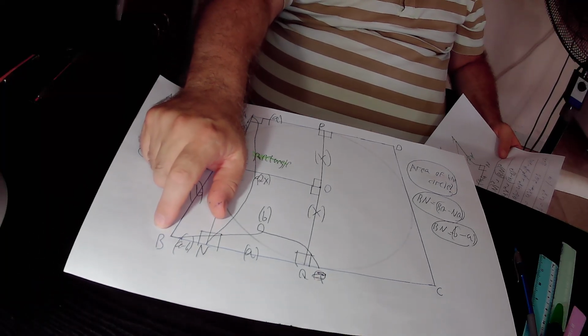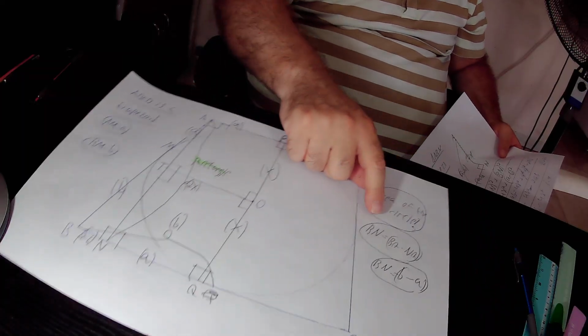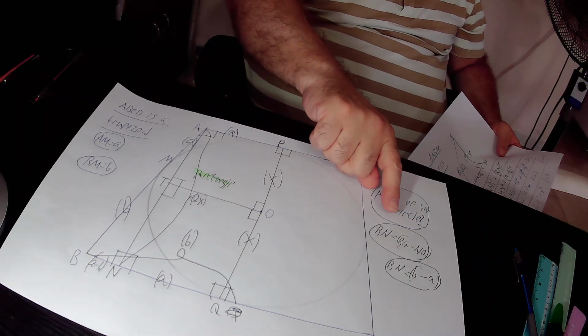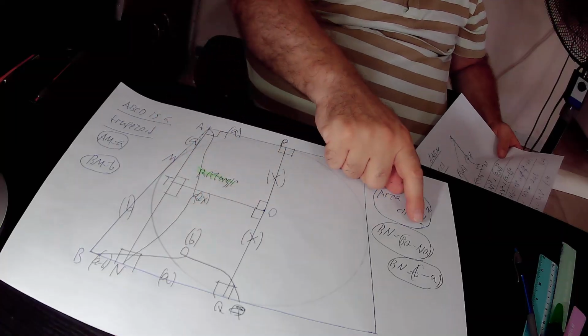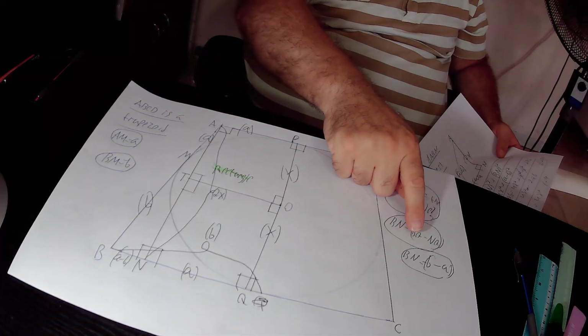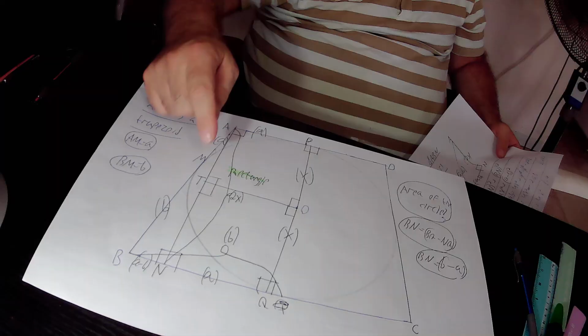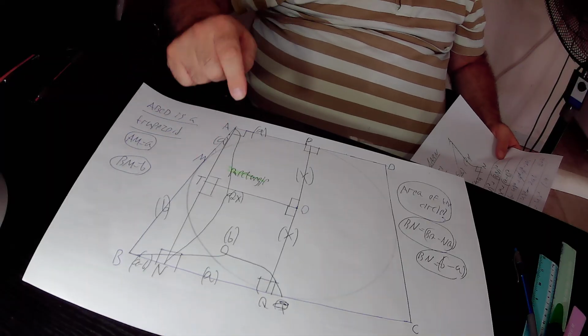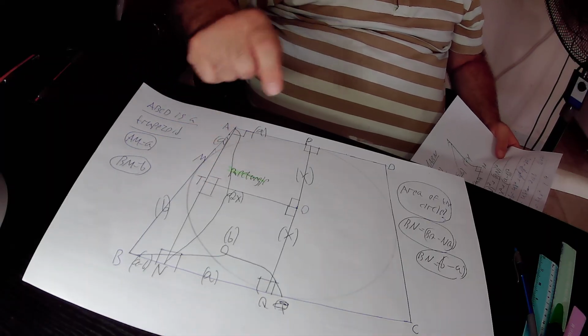What is the length of the missing line segment NB, or BN? BN equals BQ minus NQ. BQ is B, NQ is A. So in total, BN equals B minus A units in length. AB equals A plus B, and AN equals 2x.